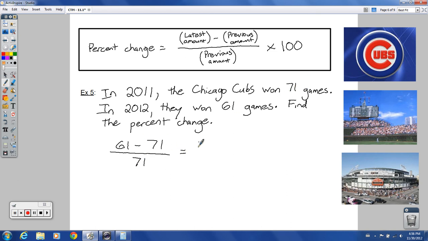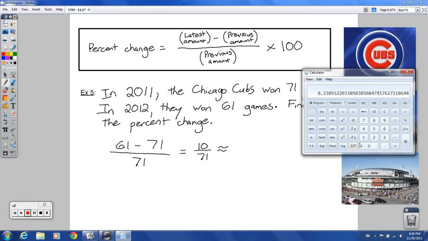So what does this equal? This is 10 over 71, which becomes, if you put this into a calculator, let's do that here, 10 divided by 71 is going to equal 0.1408, and this we would round off. I'm going to go with 4 decimal places again. Just depends on what the question asked for.